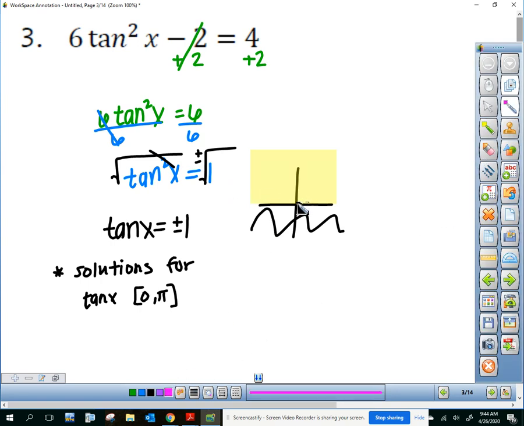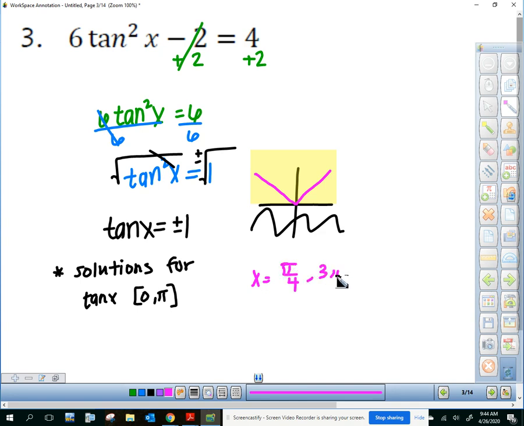Okay, so tangent is 1 at your 45-degree reference angle, okay, which would be 45 and 135 in quadrant 2, or in radians, which we're giving our solutions in, that would be pi fourths and 3 pi fourths. How about that? Same answer again.